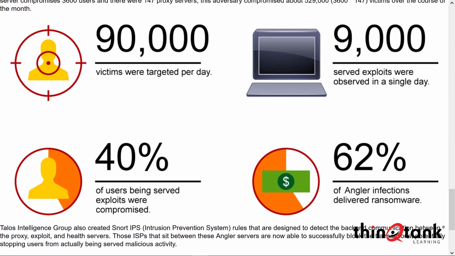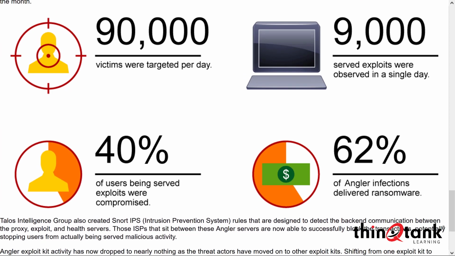If you look here at the statistics, it says that during a single day of activity, which is the average life of an Angler proxy server, it served exploits to about 9,000 unique IP addresses. And about 40% of the users that were being served the exploits were actually compromised. That is a really significant number. That means that about 3,500 or 3,600 users were compromised by a single proxy server.